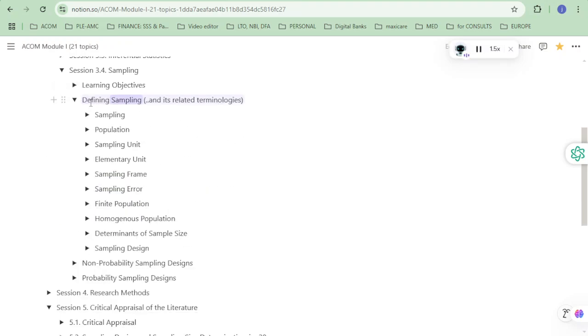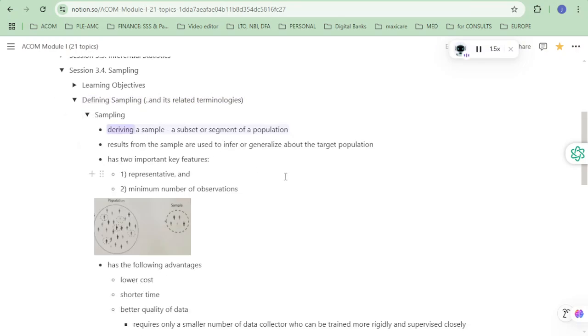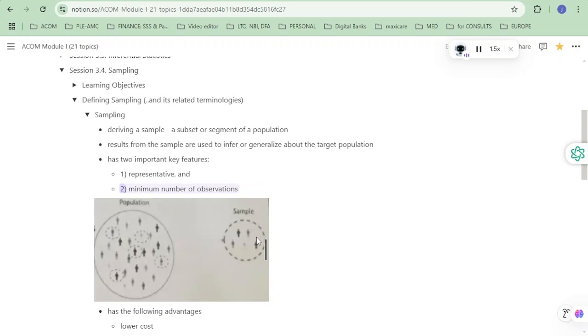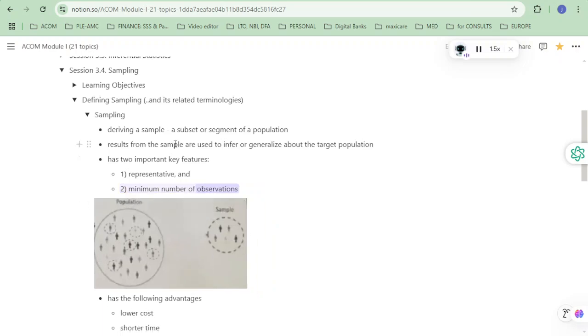Defining sampling and its related terminologies. Sampling: deriving a sample, a subset or segment of a population. Results from the sample are used to infer or generalize about the target population. Sampling has two important key features: 1. Representative, and 2. Minimum number of observations.